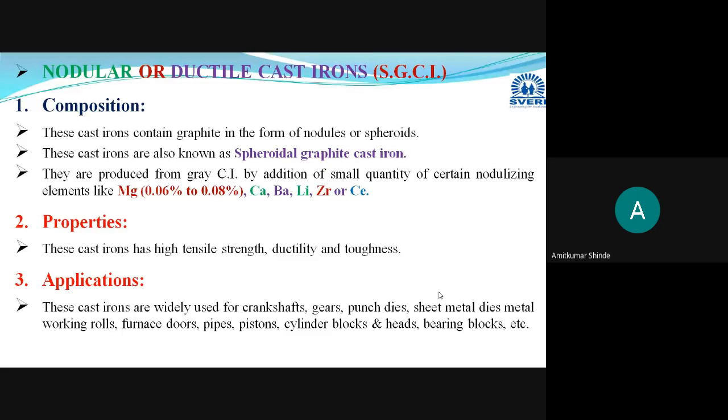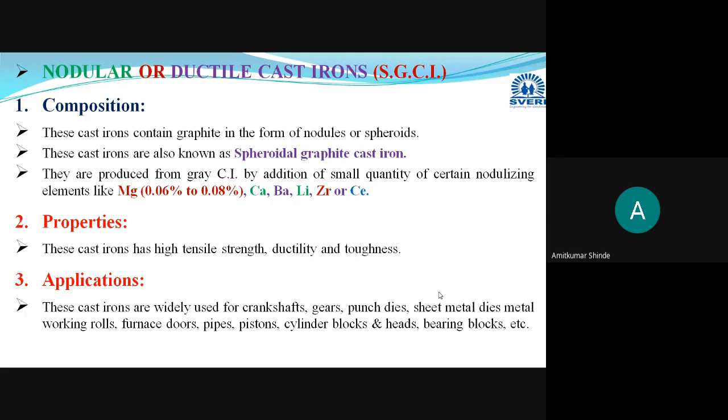And now, how are these manufactured? As we have seen, malleable cast irons are manufactured from white cast iron, then high duty cast iron or Meehanite is manufactured with the help of gray cast iron. In the same way, these nodular or ductile cast irons are manufactured from gray cast iron only. In composition, you can write the composition of gray cast iron, plus you just have to add a few nodulizing elements.